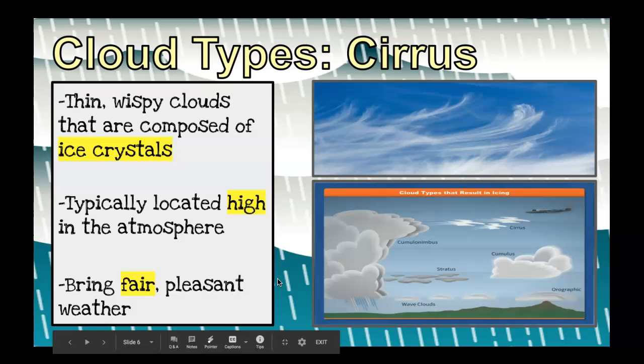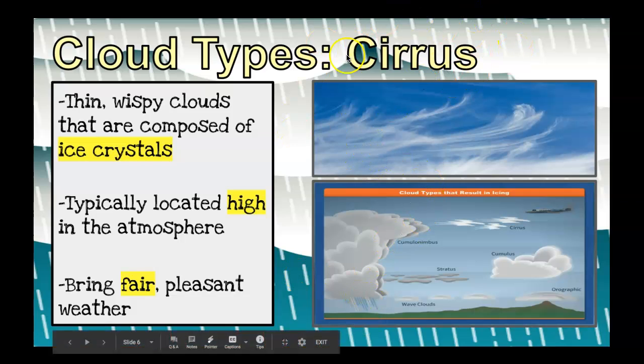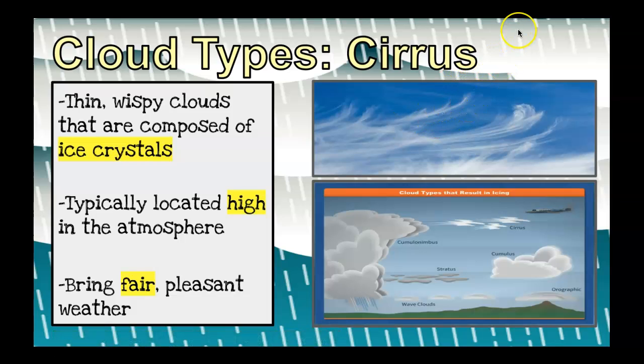Now, talking about cloud formation, we're going to go into the different types of clouds. The first type of cloud we're going to talk about is a cirrus cloud. A cirrus cloud is like your thin, wispy cloud. I think these are all Latin terms for the clouds, and cirrus talks about like a thin wisp or curl of hair. That's where cirrus got its name. So these are your thin, wispy clouds, and they are actually made up of ice crystals.